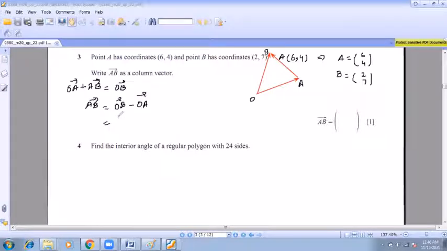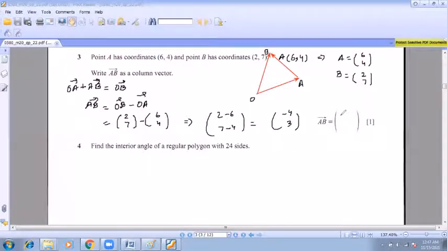In other words, we have B is what? 2, 7 minus OA. We will get the same answer, like 6, 4. After simplification, like 2 minus 6, 7 minus 4, gives us minus 4, 3. So this is the answer, minus 4, 3. Now, next, I hope it is clear.